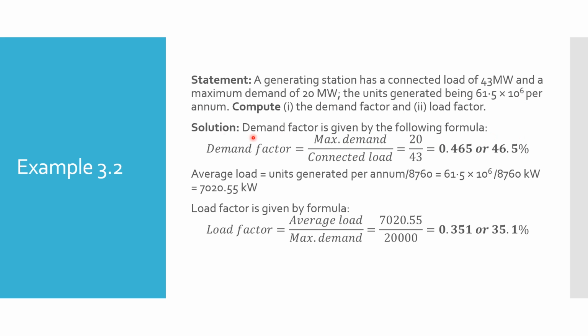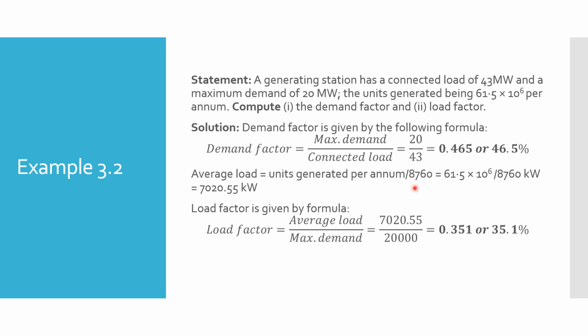Demand factor is given by the following formula, which is maximum demand divided by connected load. So maximum demand and connected load are given to you, and you can easily find out the demand factor. Average load is given by the units generated per annum divided by the number of hours in a year. Though the number of operational hours is not given to you, the average load in this case will be taken as the ratio of units generated per annum divided by 8760.